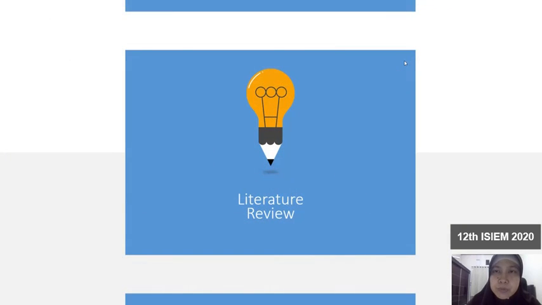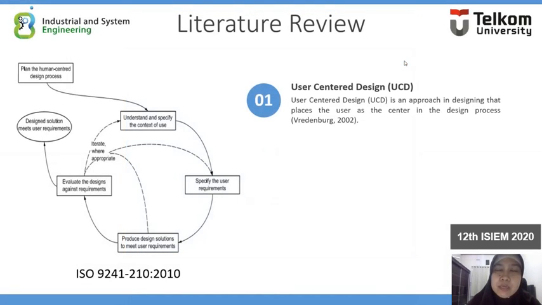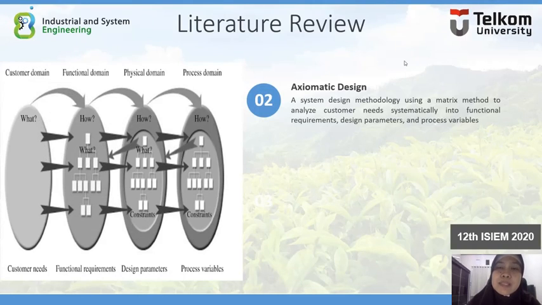In our research, we use a few literature reviews. The first is about user-centered design or UCD. User-centered design or UCD is an approach in designing that places the user at the center of the design process, according to Fredenburg 2002. And the second is axiomatic design. Axiomatic design is a system design methodology using a matrix method to analyze customer needs systematically into functional requirements, design parameters, and process variables.